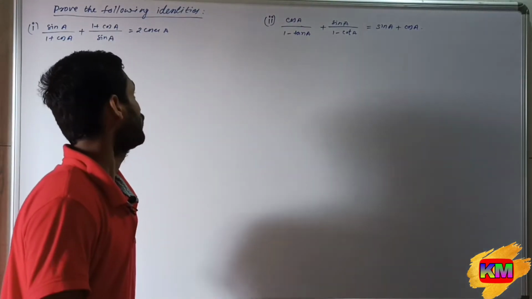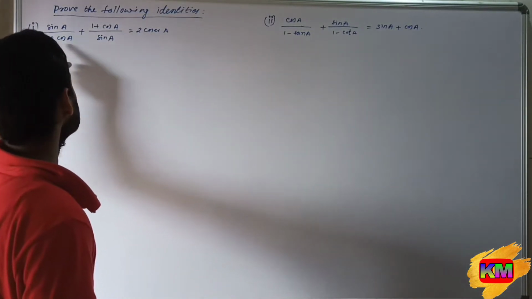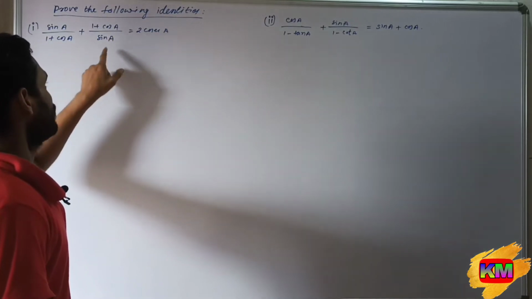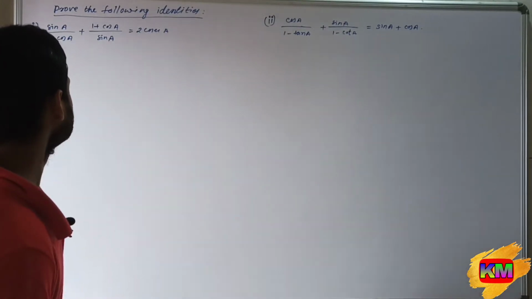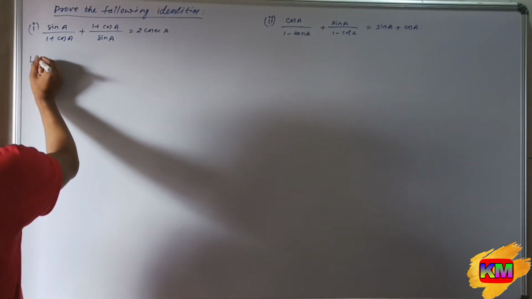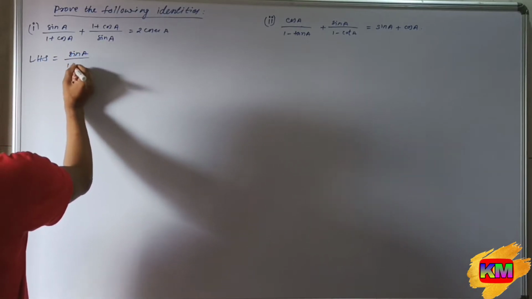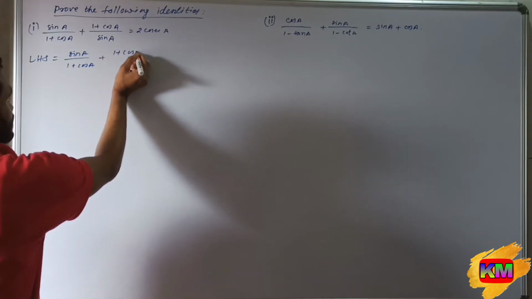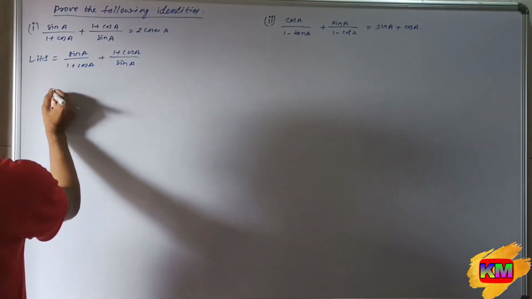So we have these two problems, and the first problem is: prove the following identities. Number 1: sin A upon 1 plus cos A plus 1 plus cos A upon sin A equals 2 cosec A. So we have to prove this problem. For proving this, we will take LHS equals sin A upon 1 plus cos A plus 1 plus cos A upon sin A, and we will solve it by taking LCM.